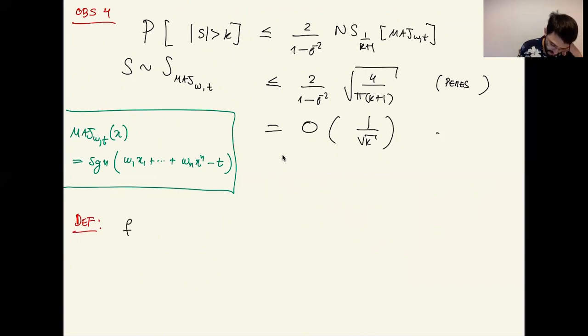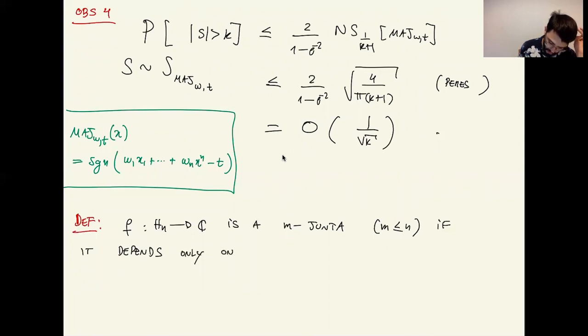So f from the Hamming cube to C is an m-junta, of course with m less than or equal to n, if it depends only on m variables. Okay.